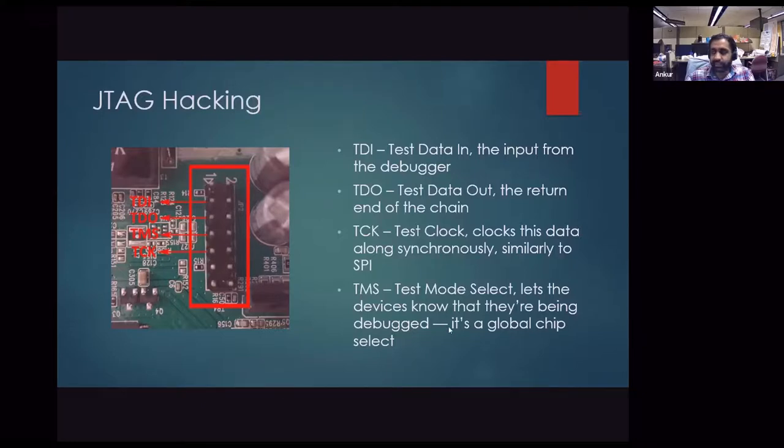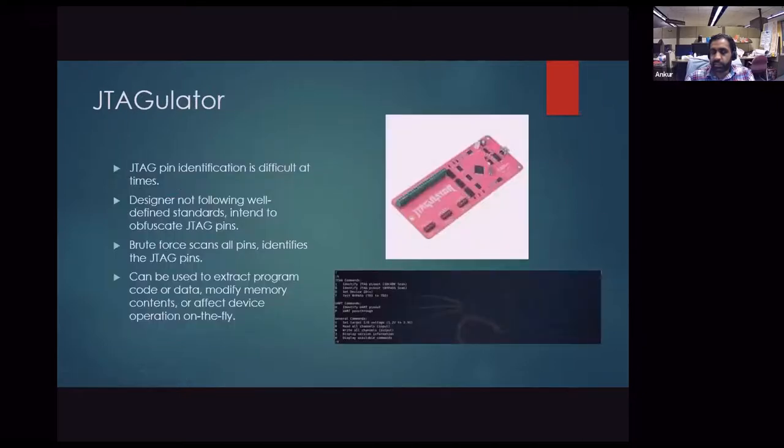At times, if the device manufacturers are concerned about the fact that JTAG can be misused, they intentionally hide the order of the JTAG pins and make it difficult for people with malicious intent who are trying to debug. But the solution for that is this very useful device known as the JTAGulator. It allows you to scan for the order of JTAG pins. If there are multiple pins present on the device, the JTAGulator will tell you exactly which of these pins are JTAG pins. Moreover, it gives you the capability to access the code and data and modify the memory contents on the fly. So it is another useful device to have in your arsenal if you are looking to do some JTAG hijacking.